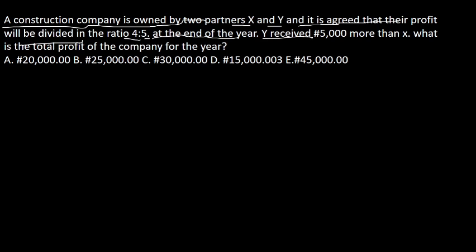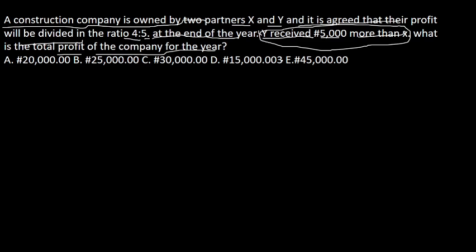Y receives 5,000 more than X. Do you now see? This is what I'm talking about, expressing the ratio of one with respect to another. Y receives 5,000 more than X. What is the total profit of the company for the year?